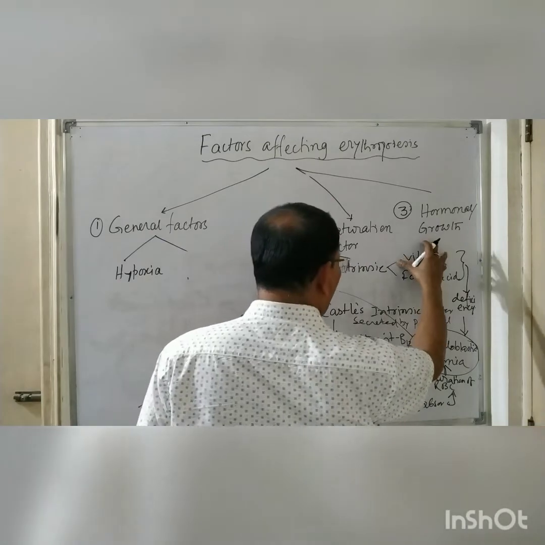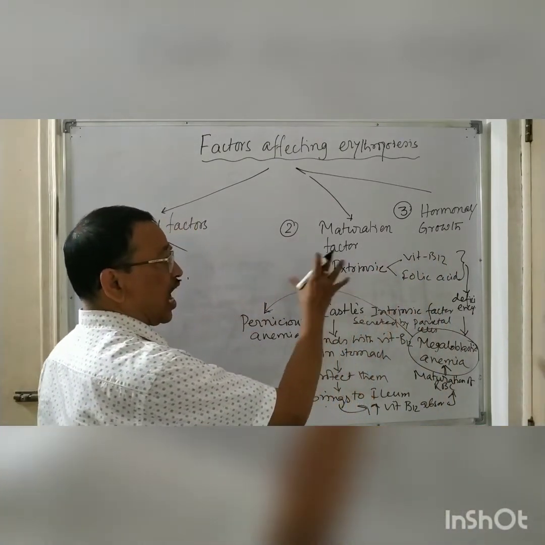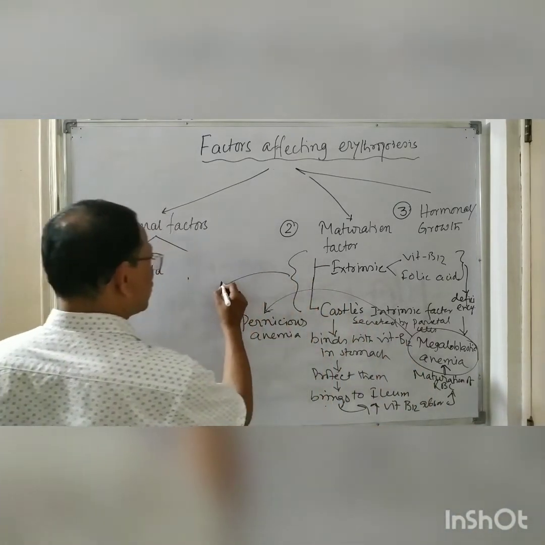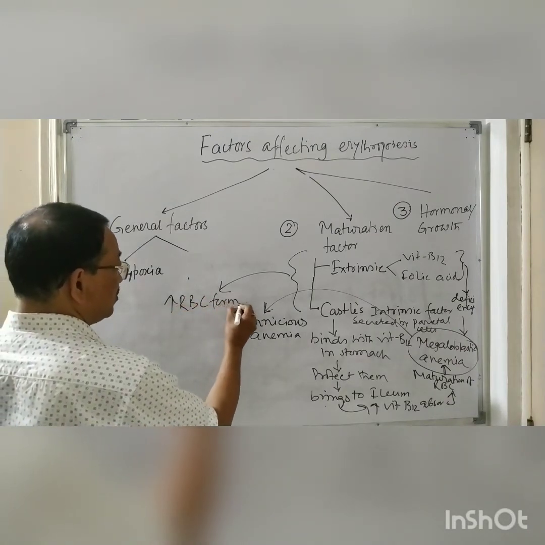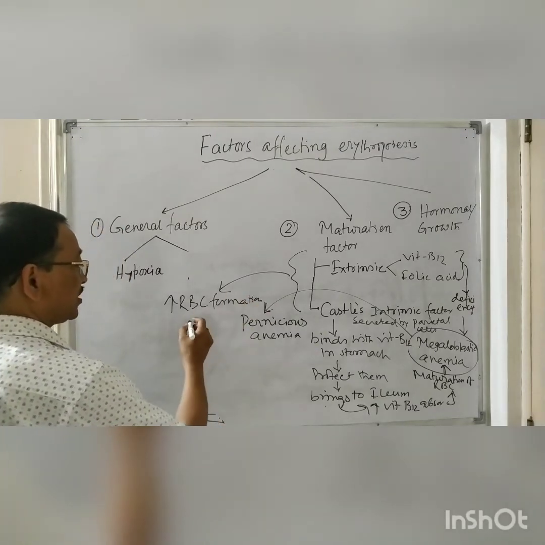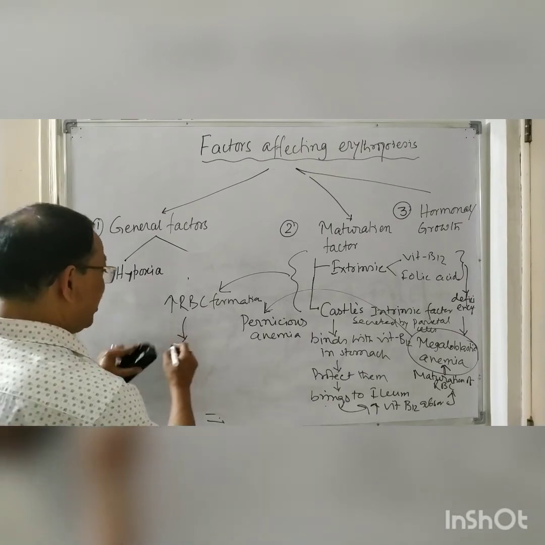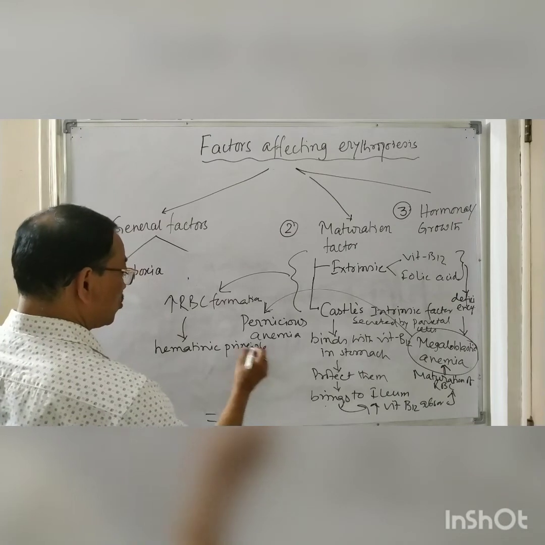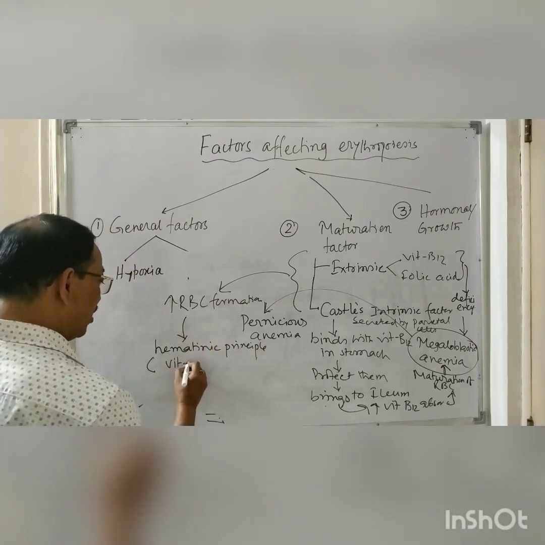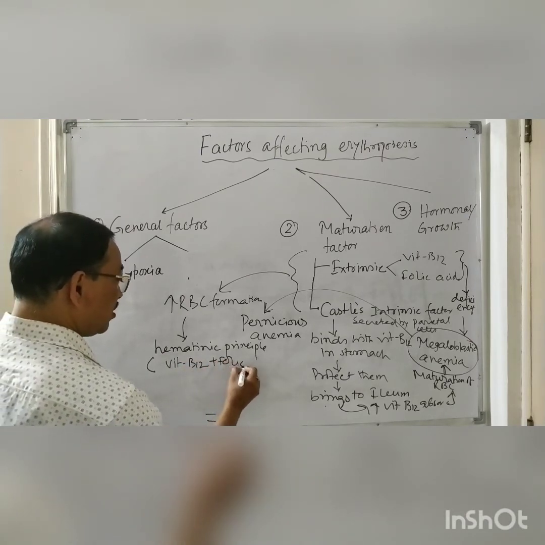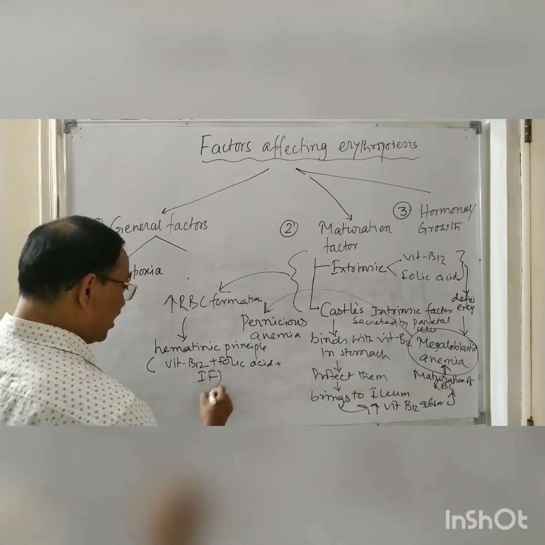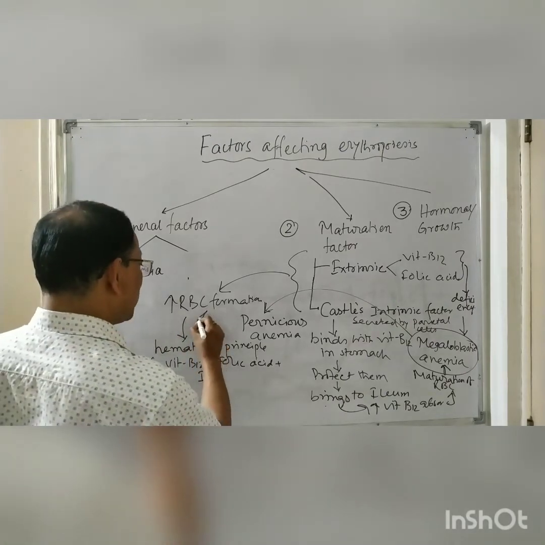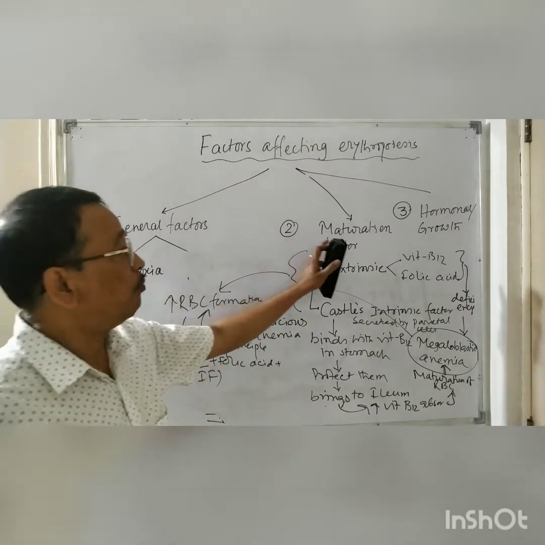So vitamin B12, folic acid and Castle's intrinsic factor are responsible for increasing RBC formation, and this is why all these things are collectively known as hematinic principle. So hematinic principle means vitamin B12 plus folic acid plus Castle's intrinsic factor, all collectively responsible for RBC formation. So this is all about the maturation factors.